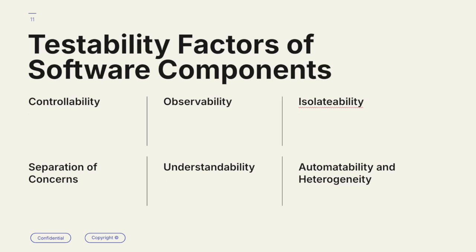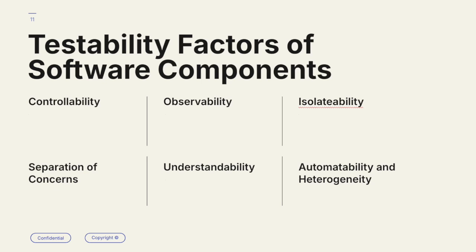What makes software components testable? Let's break it down into key factors. Controllability. Can you easily control the inputs, preconditions, and environment of the component under test? More control means better test scenarios and coverage. Observability. Can you observe the internal state and outputs? If you can't see what's happening inside, it's hard to verify correctness.